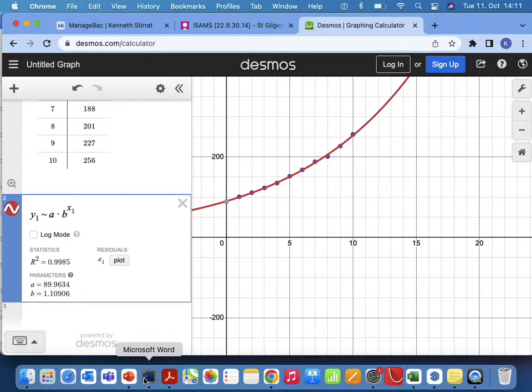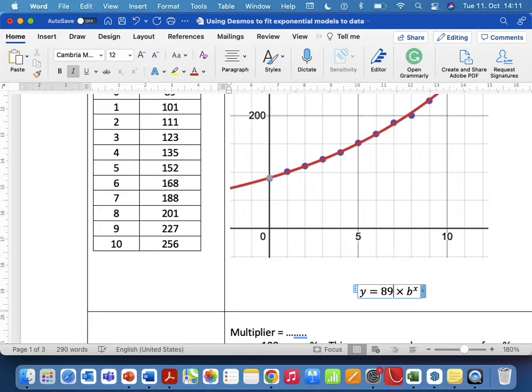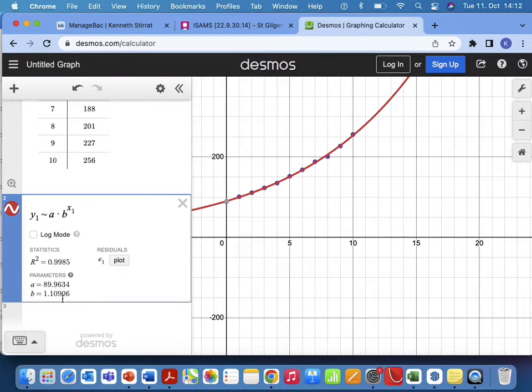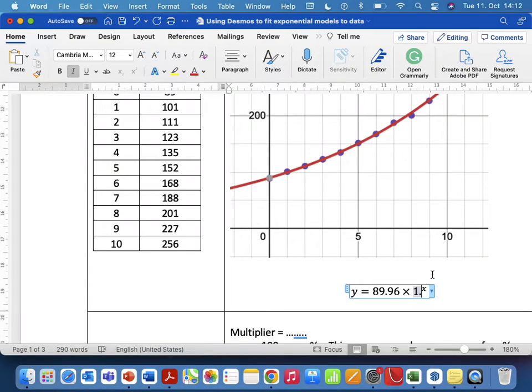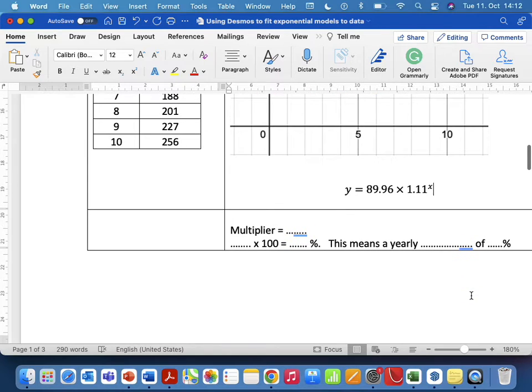89.96. So let's go back to our Word document. 89.96 times by b. Do you remember what b was? It's 1 point something, right? Let's go back to Desmos. To 2 decimal places. 1.109, 1.11. Get the Word document out. 1.11 to the power of x. The final bit.